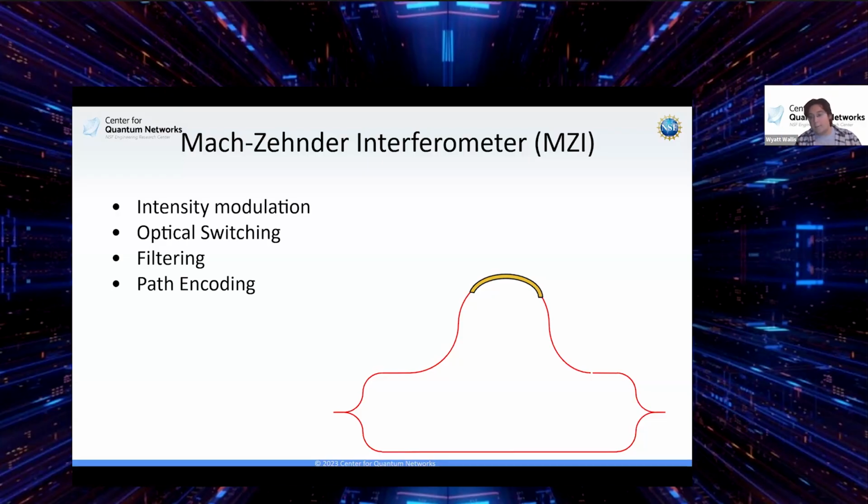And lastly, I've talked a lot about how there's a short path and a long path. With that, you can then try to path encode a qubit onto this. I've seen a paper before where instead of using 0 and 1, they actually assigned the kets for each state as S and L, as short and long path.